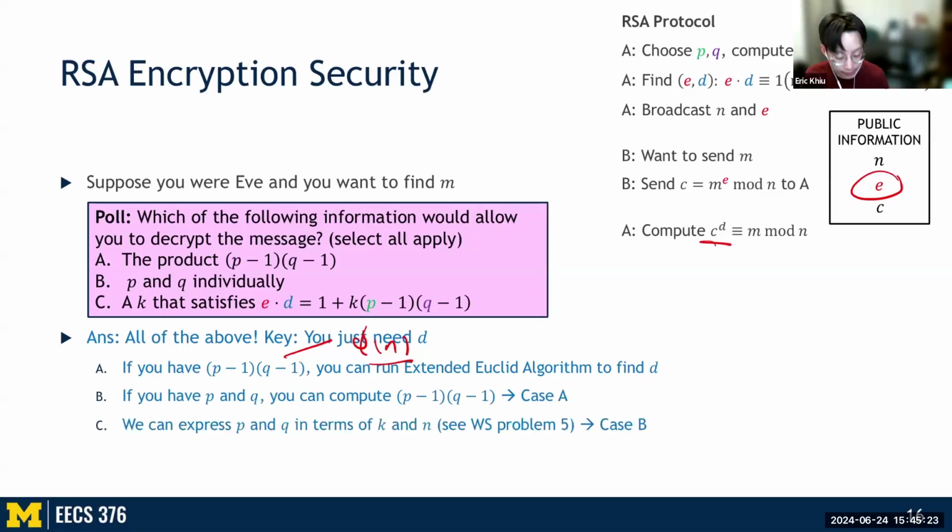For option C, if you have this K, then you could express P and Q in terms of K. Basically you could do some algebra and reduce the problem to B, where you can solve for P and Q. With P and Q, you could compute (P minus 1)(Q minus 1). With that number, you could run the extended Euclid algorithm and get D. So if you are given any of this information, then you could get the private key D, and therefore you could decrypt the message.